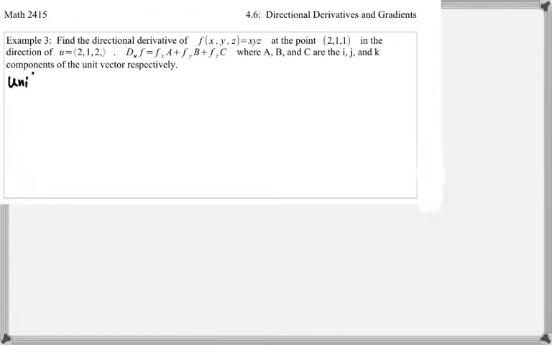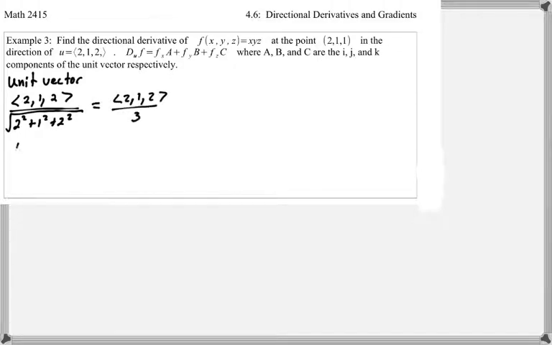Okay, so we do need a unit vector. In order to do the directional derivative, the vector needs to be a unit vector. So we're going to go ahead and take our vector and divide it by its magnitude. This is going to make sure that we do have a unit vector. So it's going to be <2, 1, 2> all over 3.